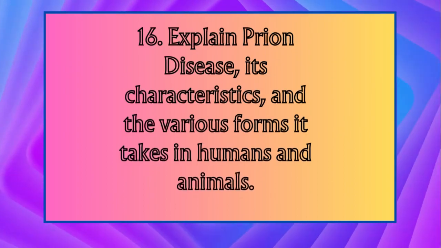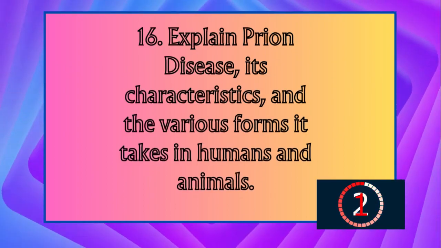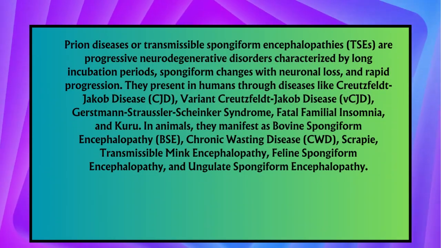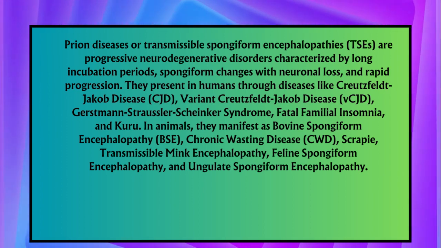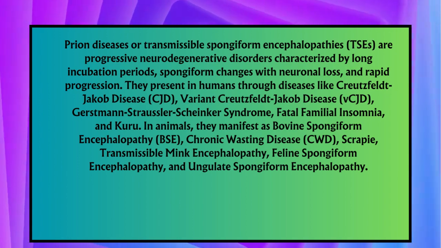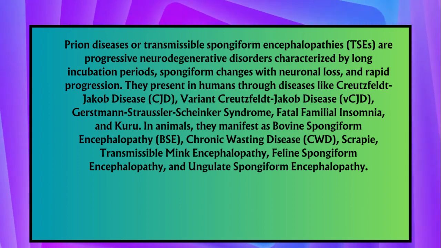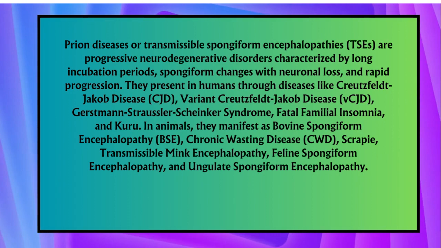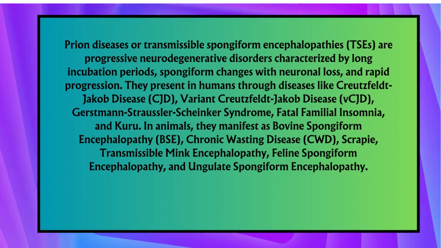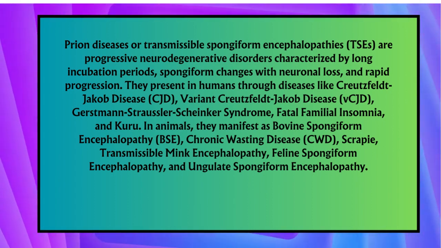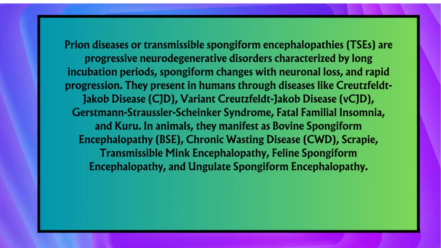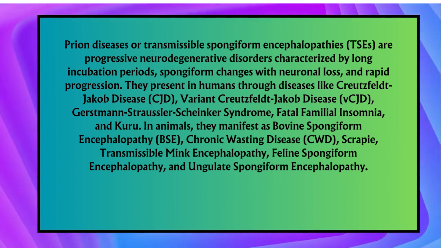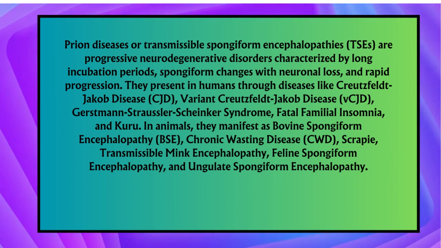16. Explain prion disease, its characteristics, and the various forms it takes in humans and animals. Prion diseases, or transmissible spongiform encephalopathies, TSEs, are progressive neurodegenerative disorders characterized by long incubation periods, spongiform changes with neuronal loss, and rapid progression. They present in humans through diseases like Creutzfeldt-Jakob disease, CJD, variant Creutzfeldt-Jakob disease, Gerstmann-Sträussler-Scheinker syndrome, fatal familial insomnia, and Kuru.